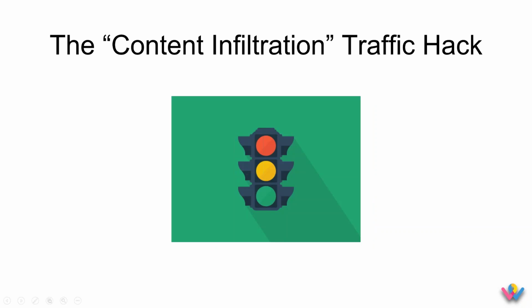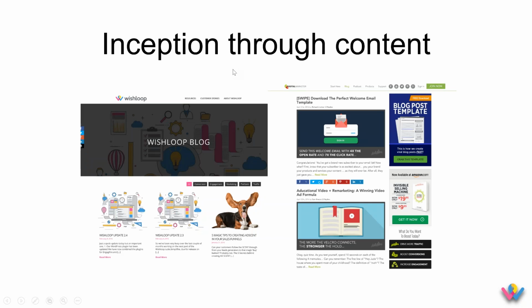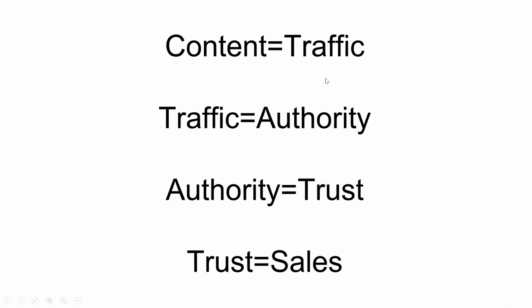We do this by doing what we call the content infiltration traffic hack. Sounds sexy, right? I know. So it's inception through content, whether it's through our content or using other people's content. Here's the thing: content equals traffic, traffic equals authority, authority equals trust, and trust equals sales. But the problem is that authority takes forever. I don't know if you guys have ever had to write content, but that's a pain in the butt. And building trust with our leads is very, very challenging to do.